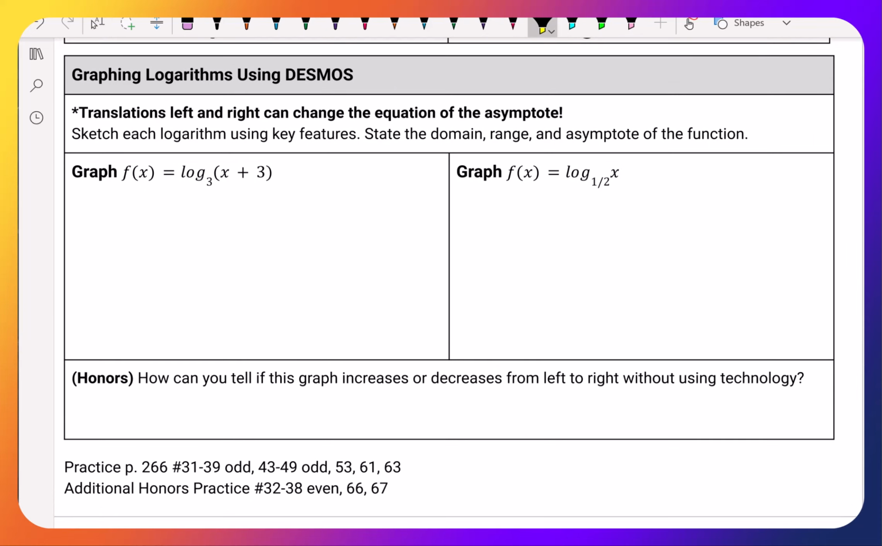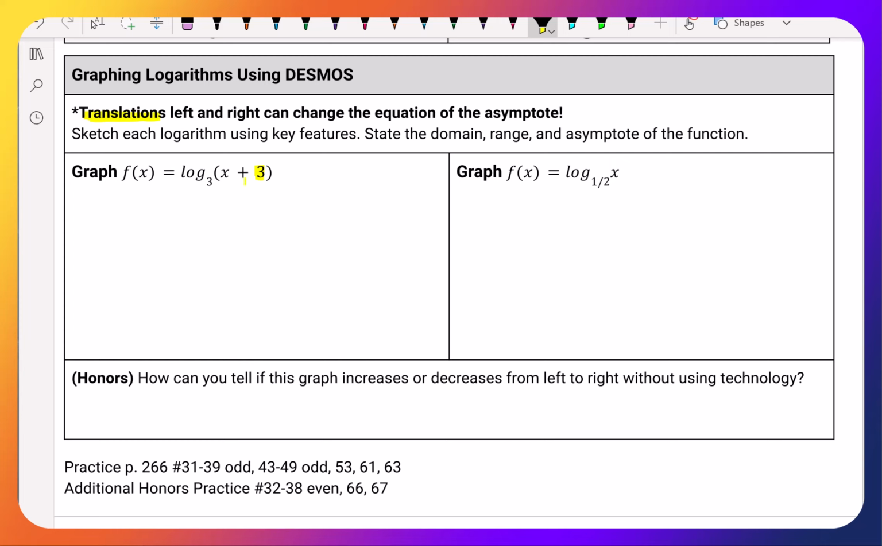Just make sure if you have any kind of translation to the left or to the right, that can change your equation of the asymptote. And if I remember my translations, this is going to actually mess with it a little bit here. This one doesn't have anything. That looks like it's going to make this logarithm go to the right. No. It's going to make it go to the left 3. So we're going to have to be really careful when we graph it.